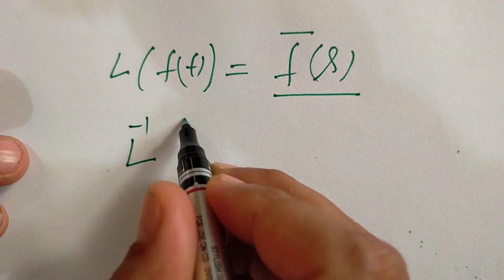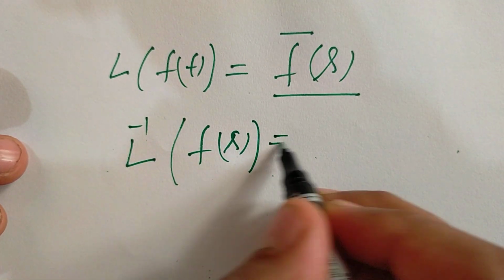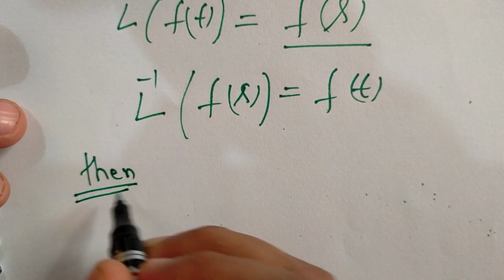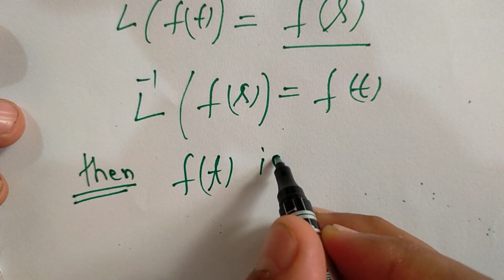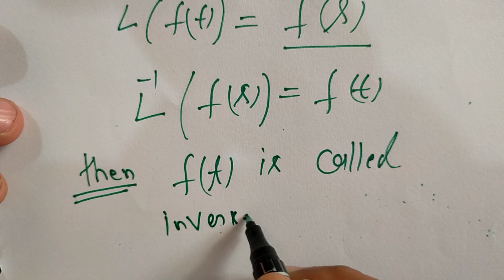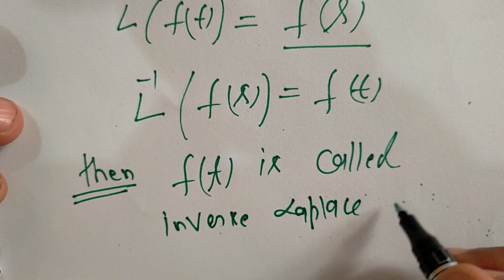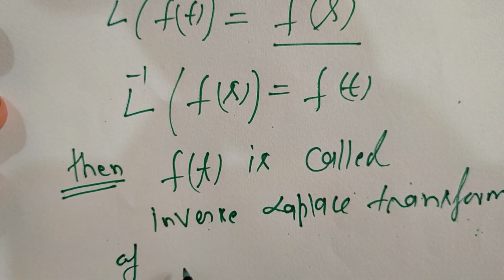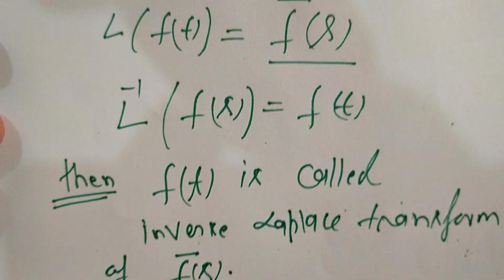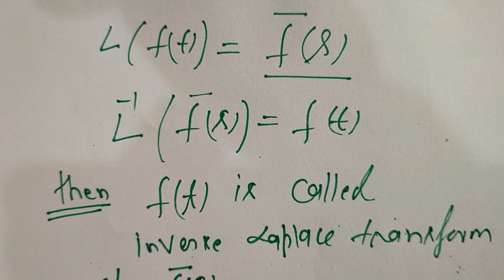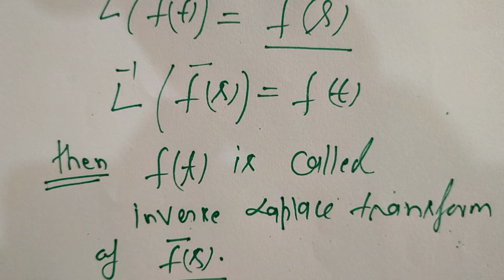Now inverse Laplace of F(s) equals f(t). Then f(t) is called the inverse Laplace transform of F(s). So Laplace of f(t) equals F(s), and inverse Laplace of F(s) equals f(t). This is the inverse Laplace transform.